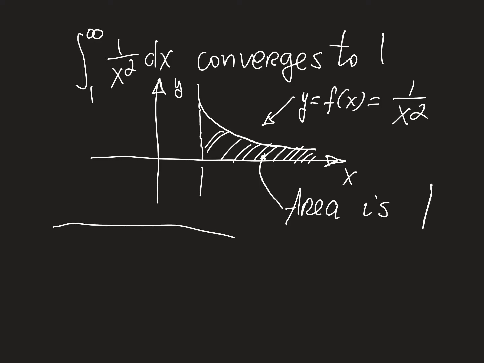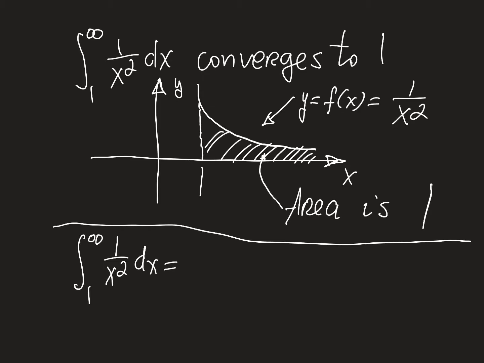There is another way to evaluate this integral, slightly different. So I'm including it here. If you prefer the second way, then you should use that. So here we'll not be taking the limit initially. We'll be taking the antiderivative initially. The antiderivative of 1 over x squared is negative 1 over x. We evaluate it from 1 to infinity.